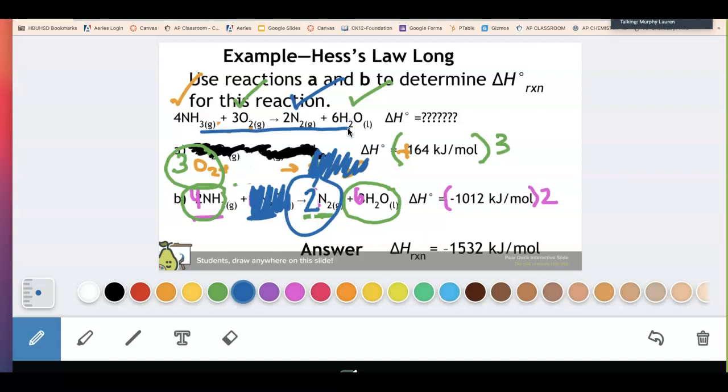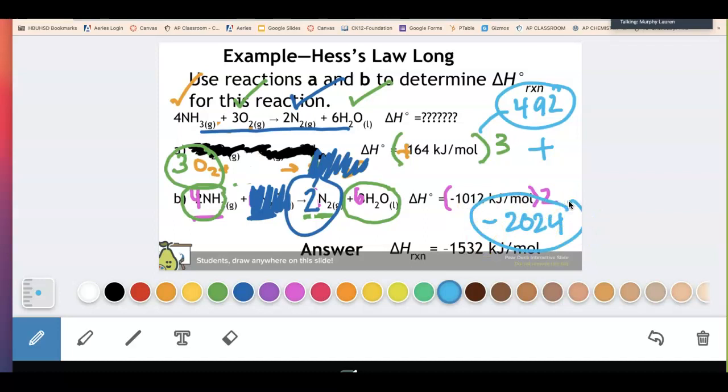So now I will just combine my delta H's. So 3 times 164 is, so this one is 492, plus 1012 times 2, and it's negative, so this is negative 2024. Take these 2 numbers and add them together. And you get, oh, it's already on here. Negative 1,532. And again, this negative means exothermic. Heat is being lost, given off, released. Hot.